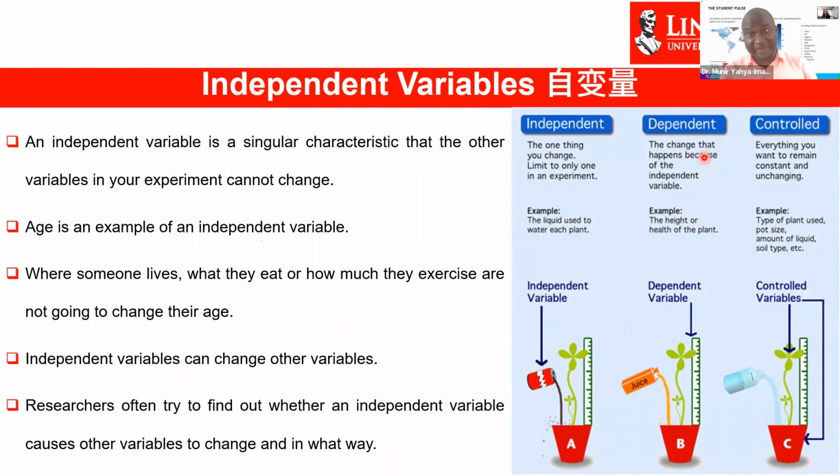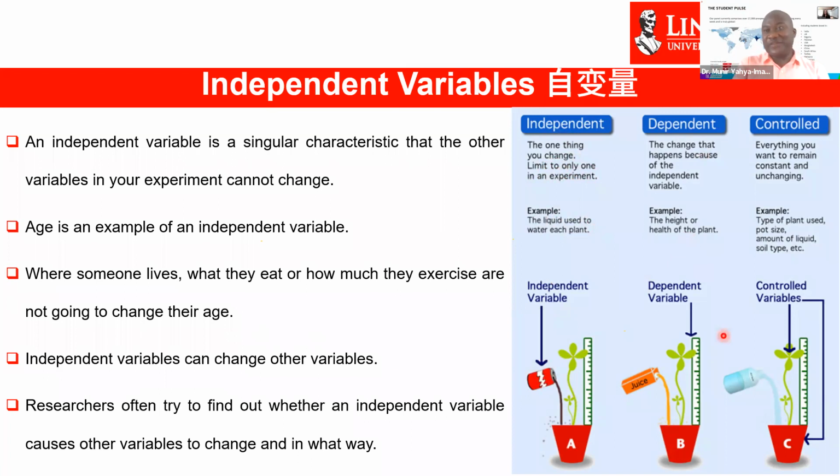Independent variables can change other variables. Researchers often try to find out whether an independent variable causes other variables to change and in what way. So let's look at this example. We have a particular plant here. The one thing you change is limited to only one in an experiment. For example, the liquid used to water each plant can be an example of an independent variable.